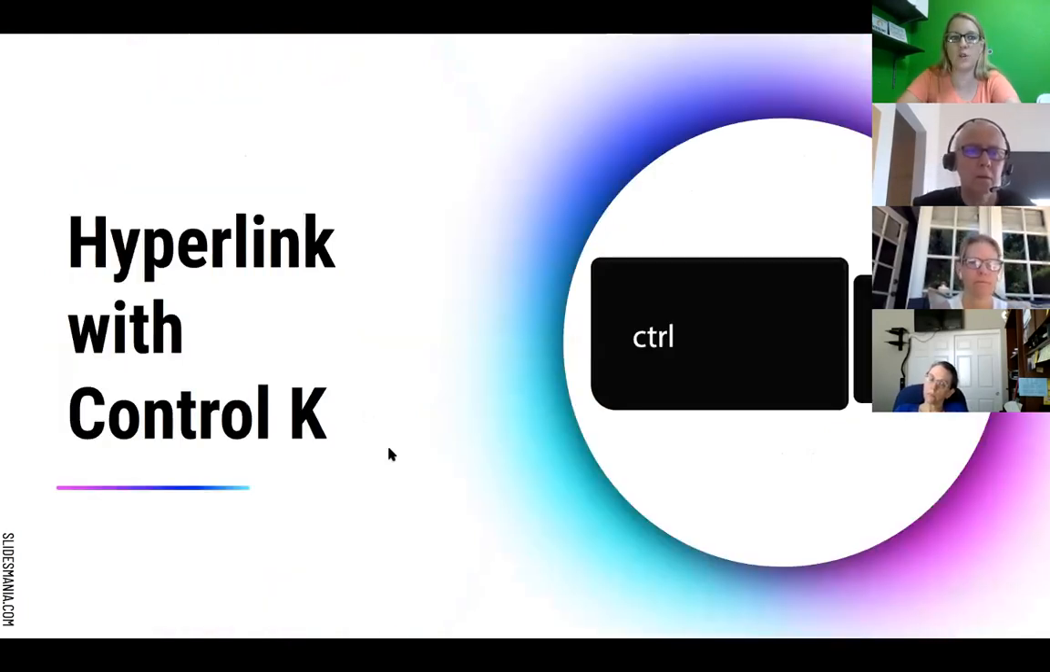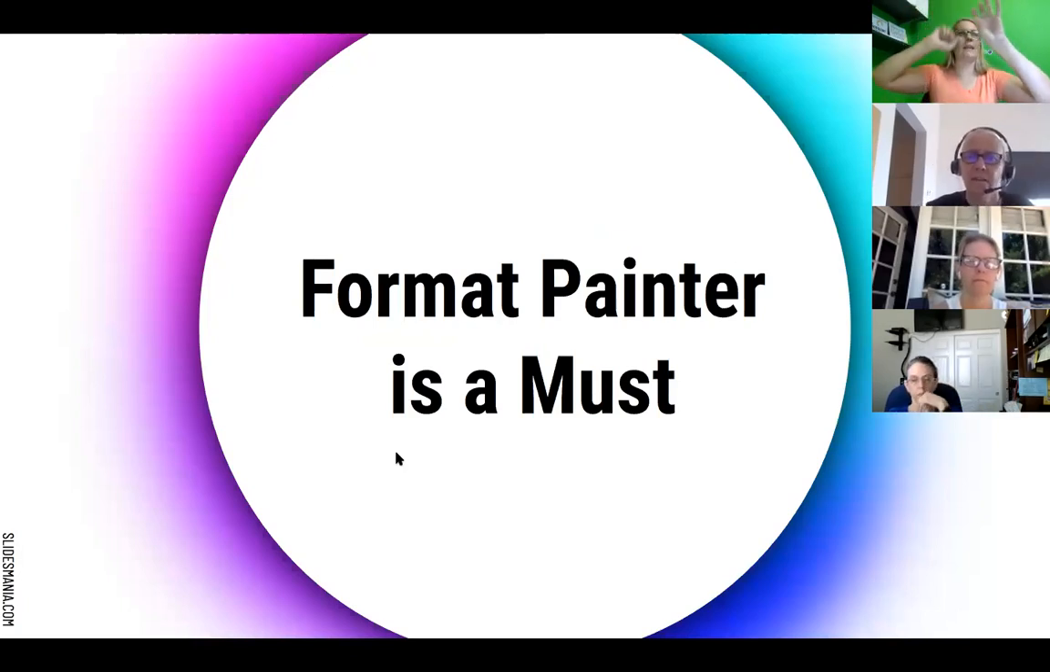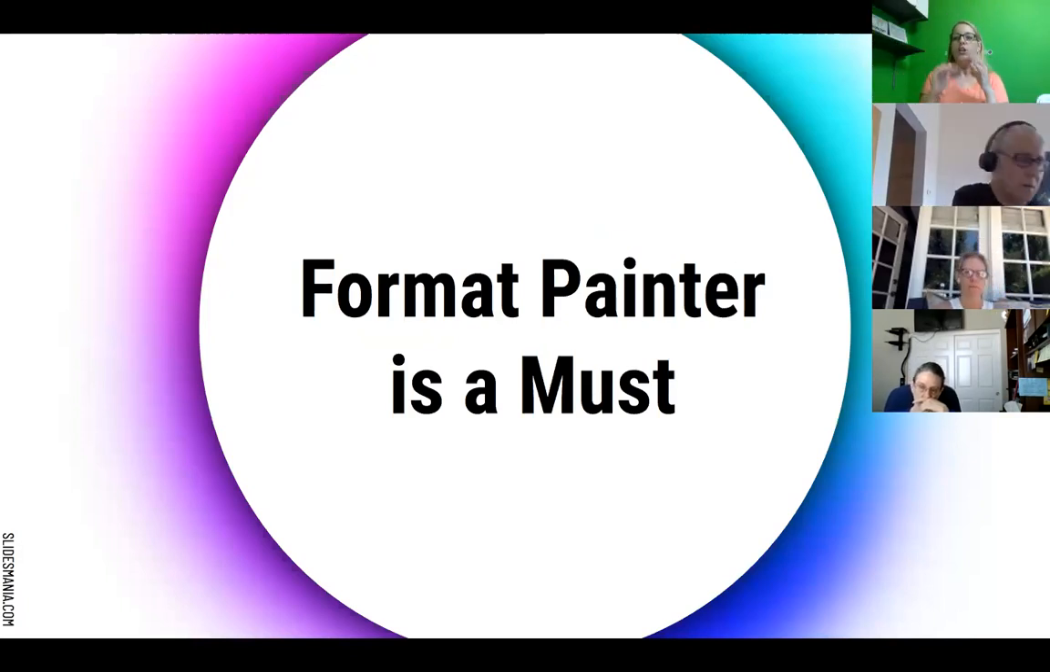If you don't know this, you can hyperlink with Control K. That's where you highlight some words, press Control K, and it makes it clickable. Format Painter is a must. That is where, if you've got something in Comic Sans size 50 and something else you want to be the same Comic Sans size 50, you can paint them the same. I should show you those two things.